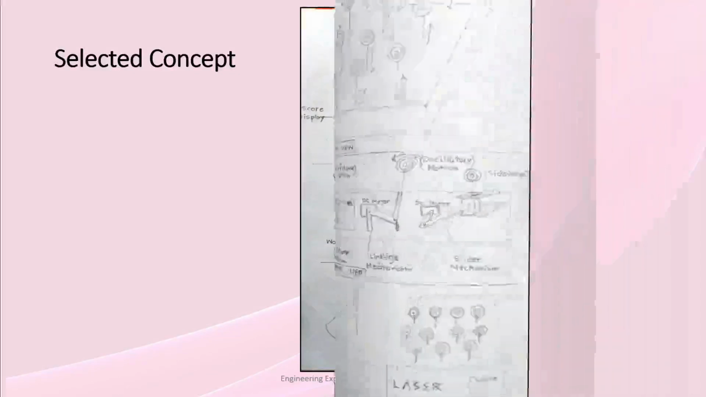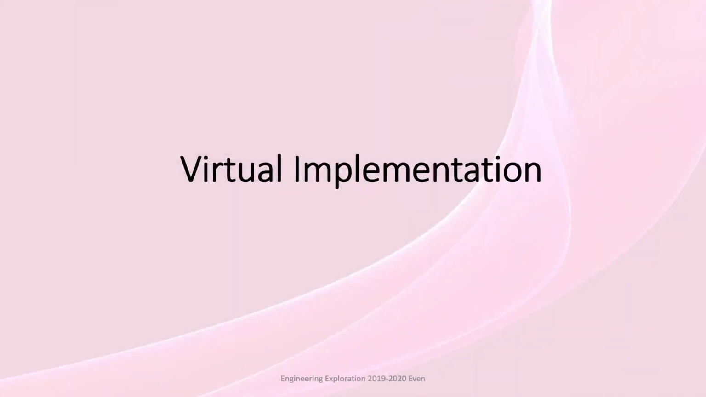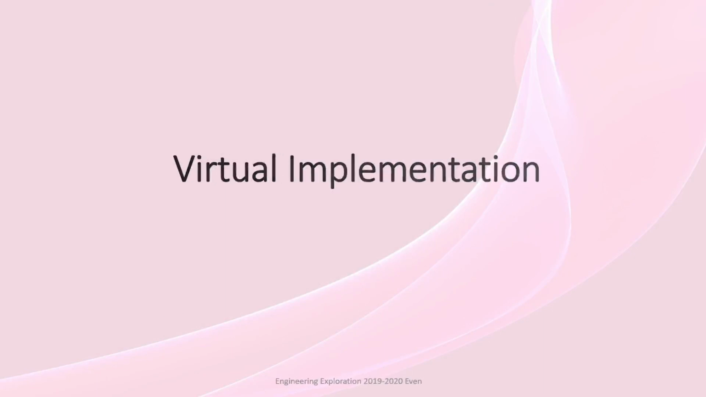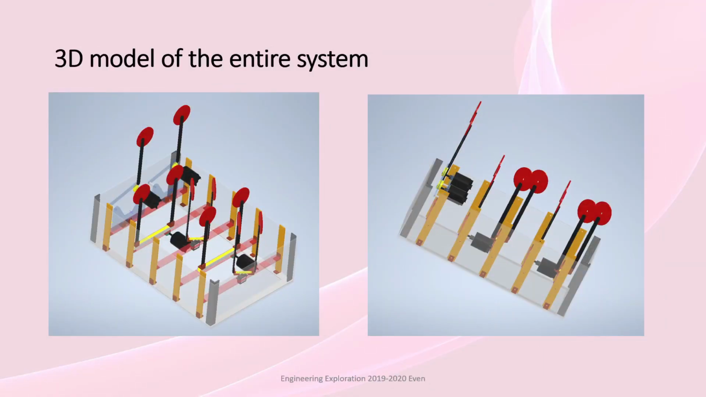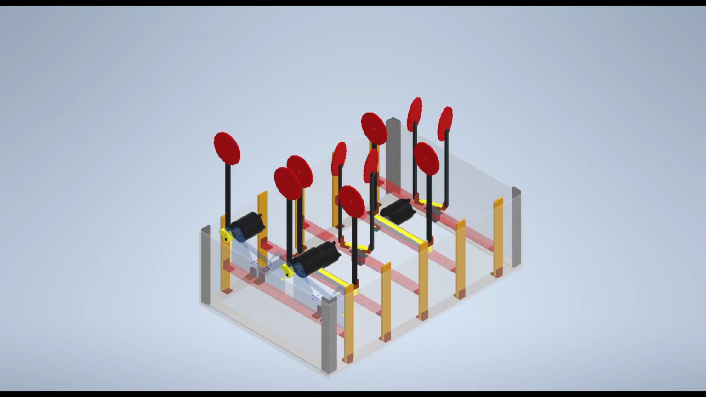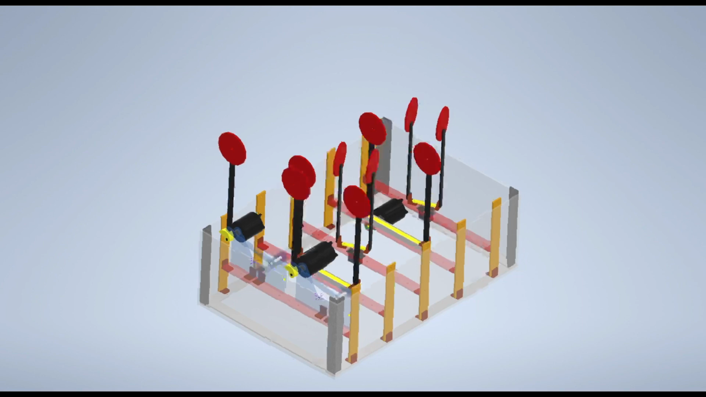Now let's move towards the virtual implementation process. This is the 3D model of our system. This is what our model's prototype will look like after completion. Now let us have a look at the 3D model of our system. Let me give you a 360-degree look at the system.